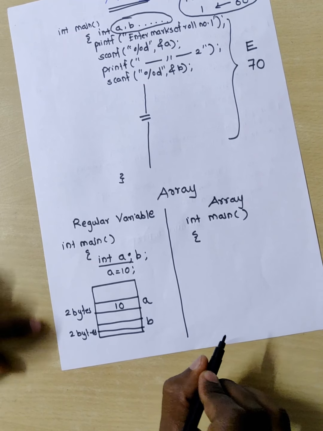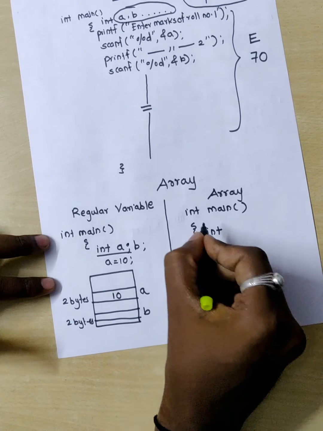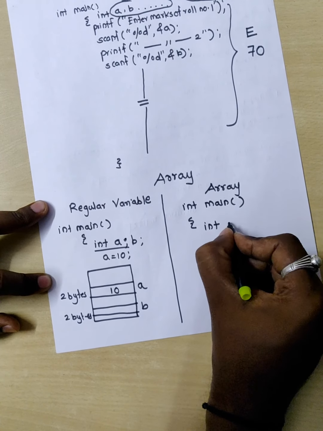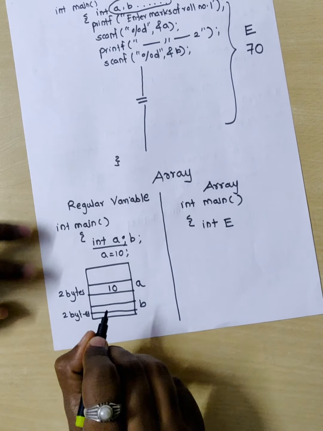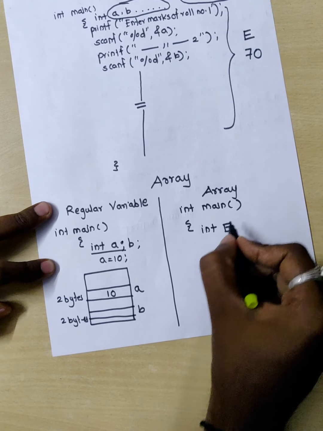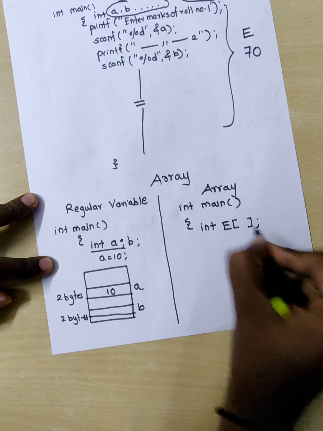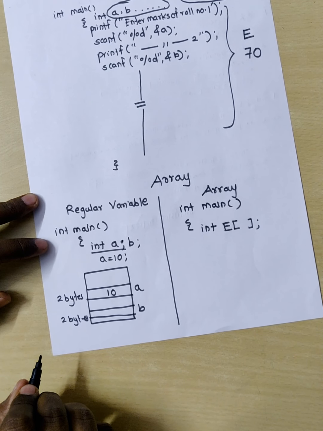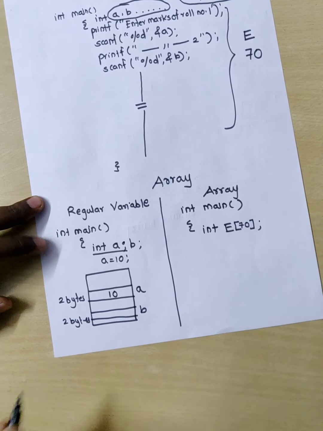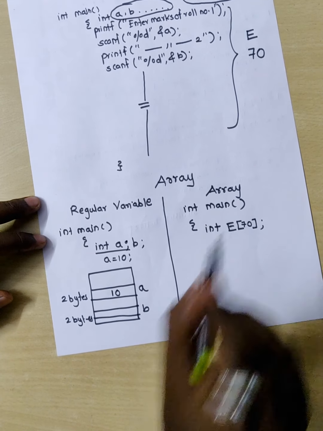So in the array concept, what C tells us is that if you want 70 variables of type integer, just write the name by which you want to create those variables, suppose E, and using that same name you can create 70 variables. The only thing is that at declaration time, you put a square bracket, and in that square bracket we put the number of variables that we want for our program. In this program I wanted 70 variables, so I have put 70 there.